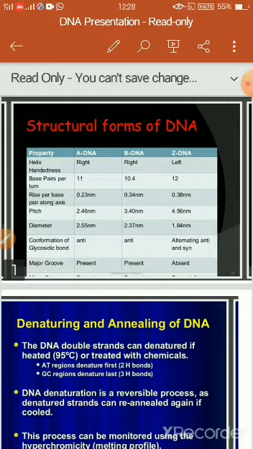Next is the major aspect, which is asked every time in competitive exams, that is the conformation of the glycosidic bond. A-DNA anti, B-DNA anti, and Z-DNA alternating anti and syn.